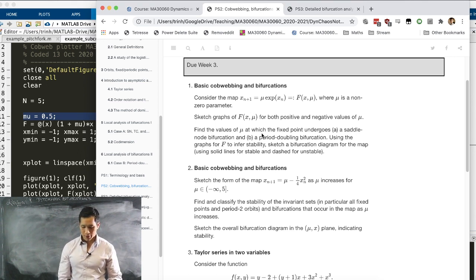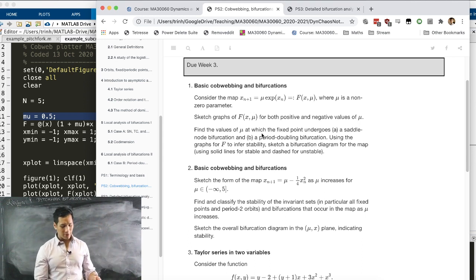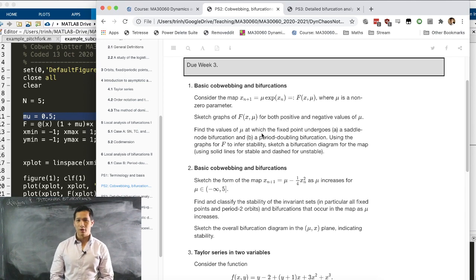So I think where people got stuck, well, most people could draw the bifurcation diagram for this, and draw the cobweb diagram for this, but we'll do it as well together. But where most people got stuck was essentially how to get the fixed point and how to get the saddle node and the period doubling bifurcation. Because this was an example of a problem where you can't actually solve for the fixed point in closed form.